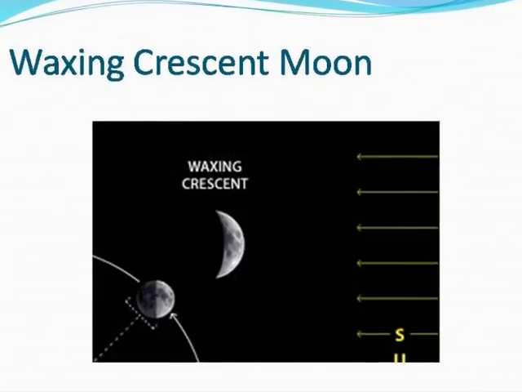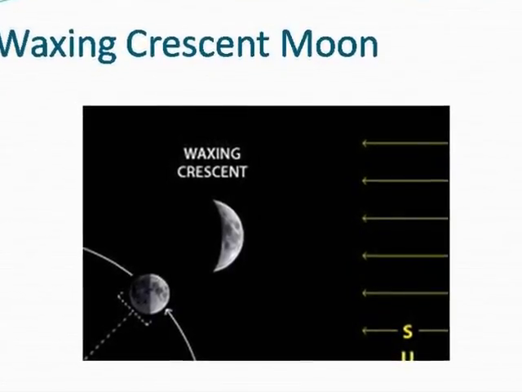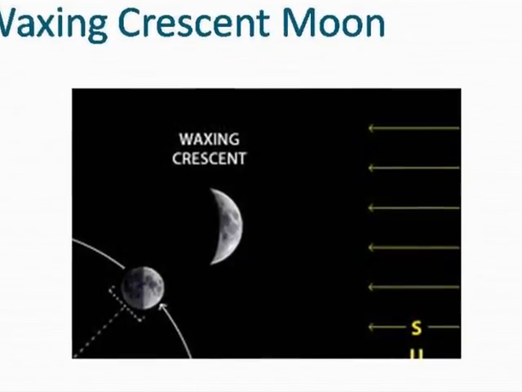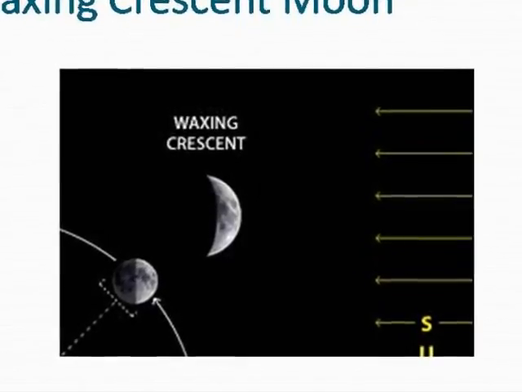Waxing crescent moon. As you will see in this picture, the sunlight is coming from the right side, hitting the moon. The waxing crescent phase happens when the sunlit portion is increasing, but still is less than half.